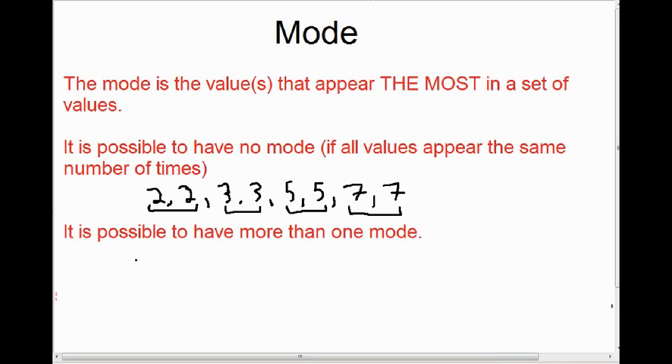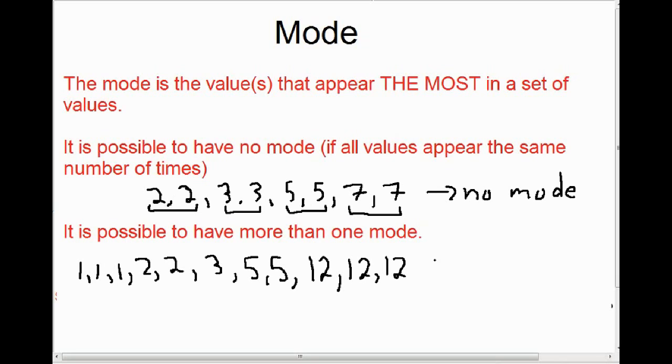It's also possible to have more than one mode. So if this was our set of values, then we can see here that some of the values do repeat, but the 2 values that repeat the most are the 1s and the 12s. They each repeat 3 times. So in this case, the mode is 1 and 12 because they appear the most in this list.